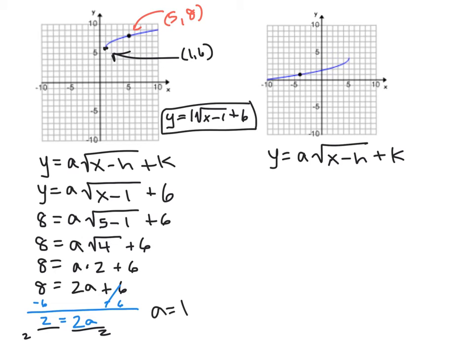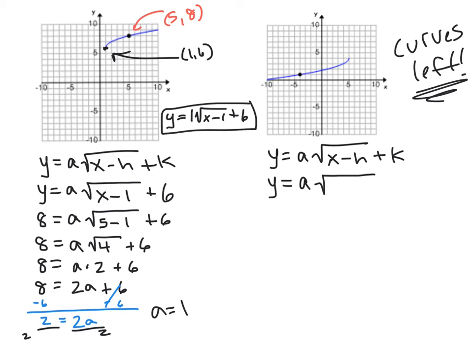All right, so what we have to do on this next one, and this is the one that'll get some people, is since it's curving left, we have to pay attention to that x value. So what I'm going to actually do is I'm going to change this function a little bit since it's curving left, and I'm going to say y equals a times the square root of, I know I'm going to have this negative here, and I still have x minus h and then plus k.